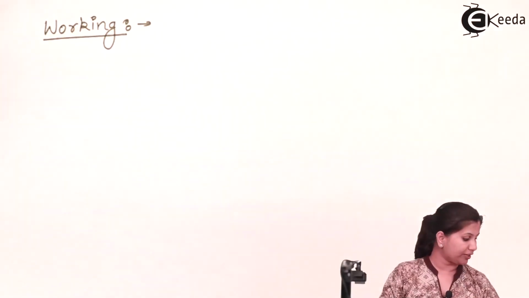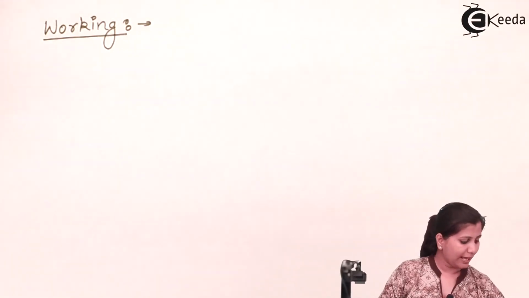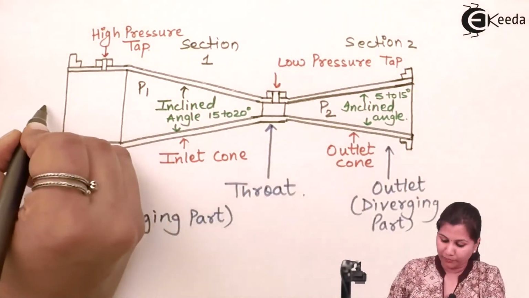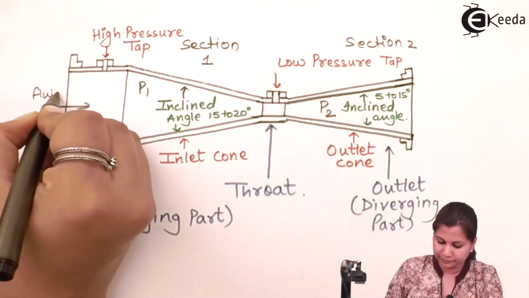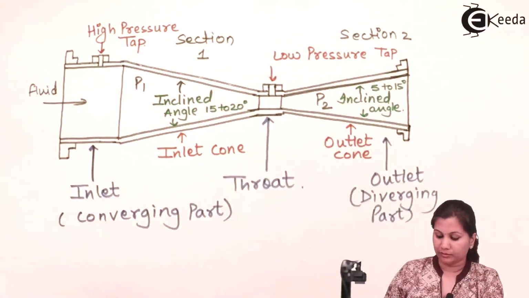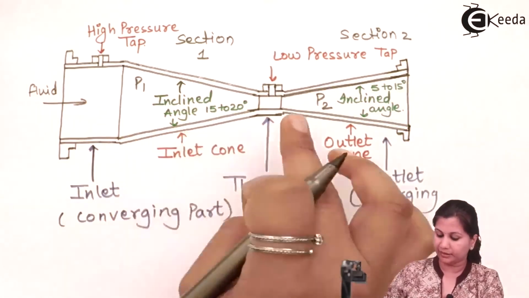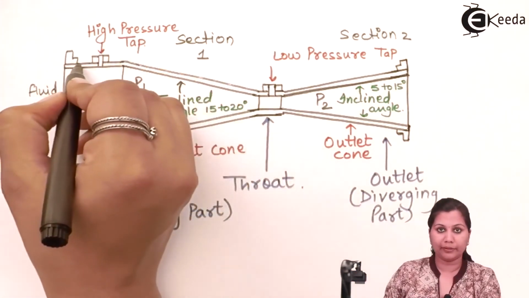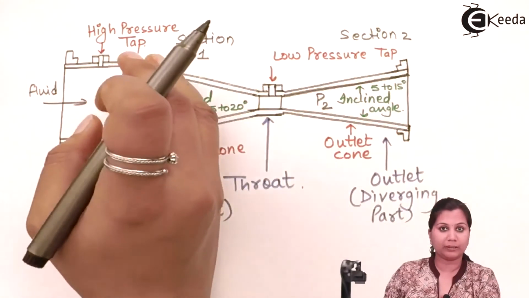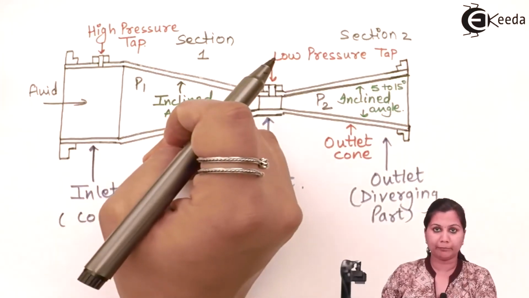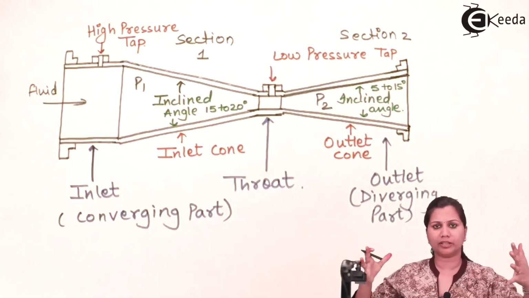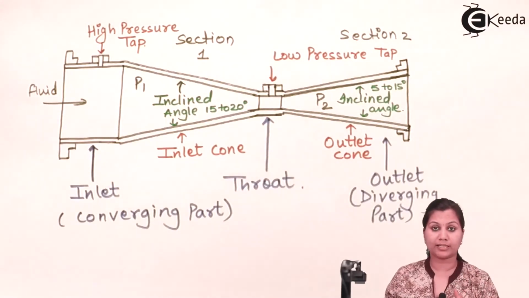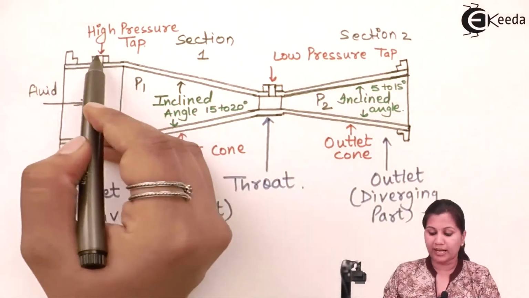Now let's see how the Venturi meter works. As we have seen its construction, it has the converging and the diverging part. So from here the fluid enters into it. There are two cross sections, one is the inlet and the other is the throat. Now at the inlet there is a high pressure tap, because at this position the pressure will be maximum and the velocity will be minimum, because it is a converging part. The area available is very large, so fluid will have very less velocity but pressure will be more. So it is the high pressure tap.